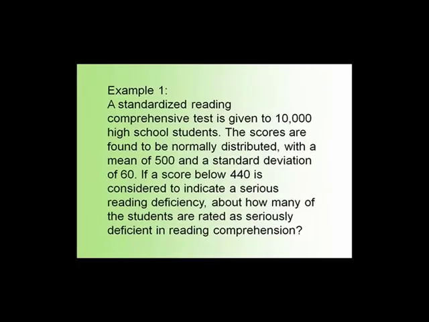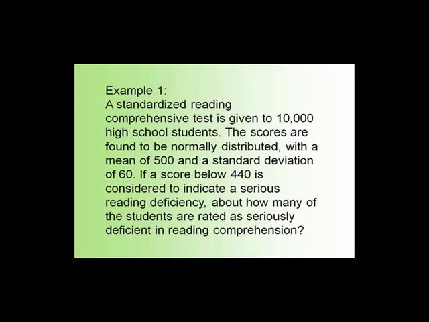Let's try an example and see if you can relate. A standardized reading test is given to 10,000 high school students. The scores are found to be normally distributed with a mean of 500, standard deviation of 60. If a score below 440 is considered to indicate a serious reading deficiency, about how many of the students are rated as seriously deficient in reading comprehension?